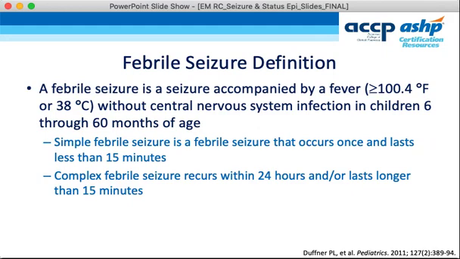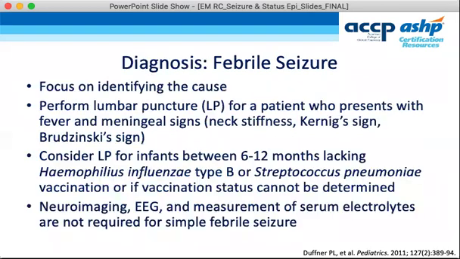A simple febrile seizure is a febrile seizure that occurs once and lasts less than 15 minutes, whereas a complex febrile seizure recurs within 24 hours and/or the initial seizure lasts longer than 15 minutes. It's important to differentiate as our management will differ between these depending on which type of febrile seizure the patient has. When we look at it from a diagnostic perspective, we want to focus on identifying the cause.